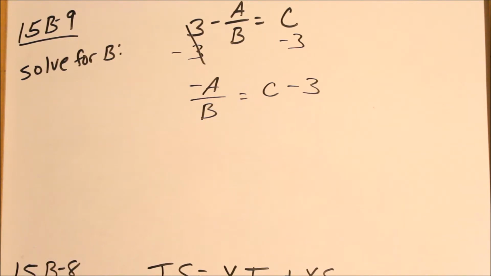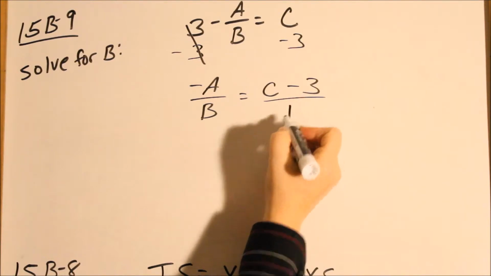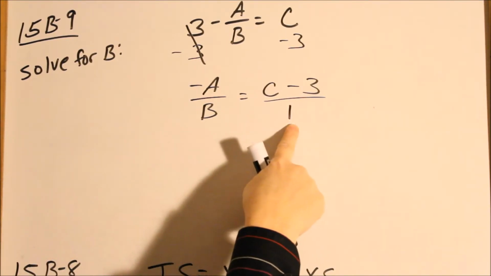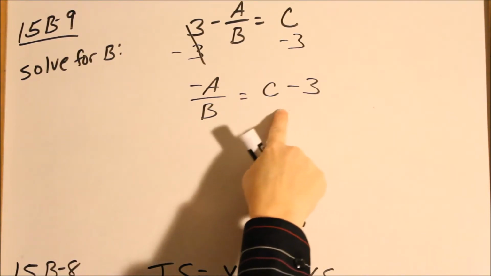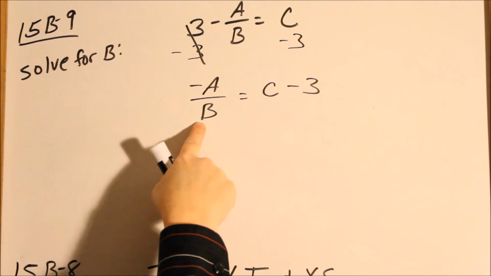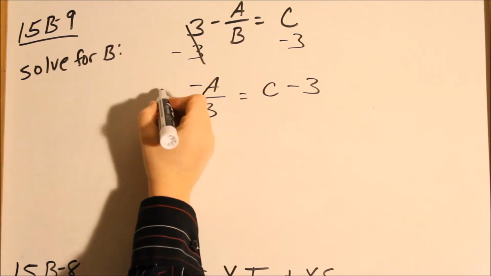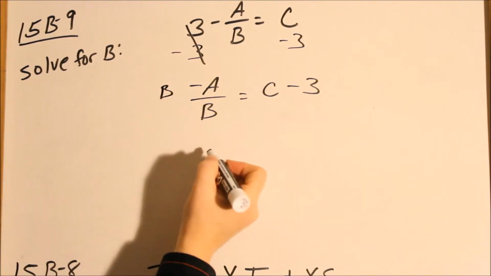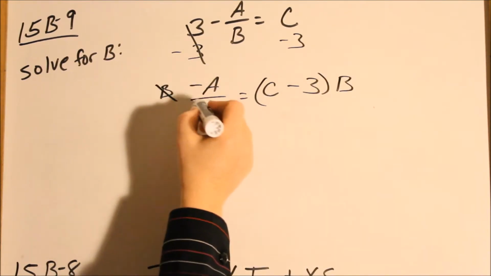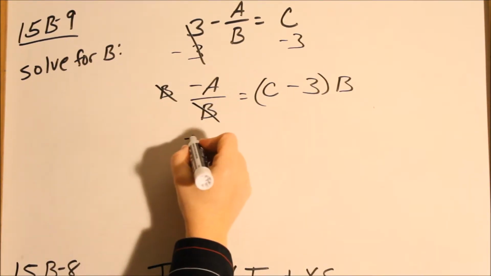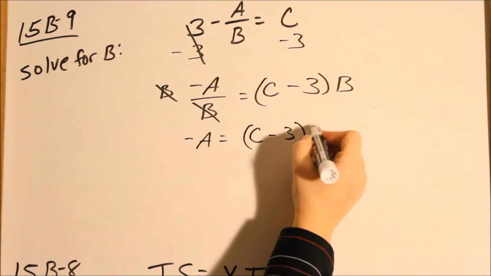Okay? Again, there's several different ways you can do this. You can either think of this as the whole thing is over 1, and you have a fraction set equal to a fraction, and you can cross multiply. Or you can see here that the B is being divided, so we want to do the opposite and multiply it. So if you multiply this side by B, you see your B's would cancel. It means you need to multiply this side by B. Okay, so those go away. So then what you have left is negative A equals C minus 3 times B.